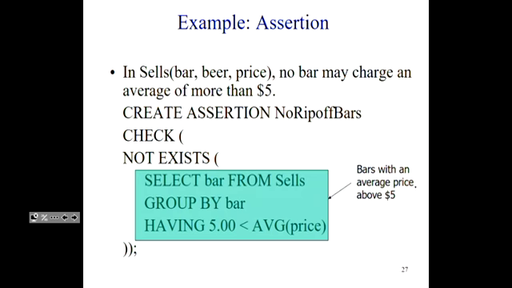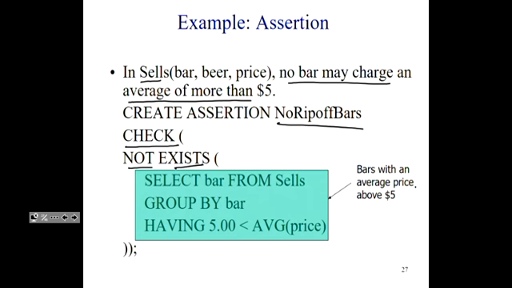So here's an example. Let's say I want to ensure in the Sells relation that no bar may charge an average of more than $5. The way to do this is to create an assertion which is called something, let's say no rip-off bars, and a check condition. Within the check condition I have NOT EXISTS, so saying that there does not exist anything within this subquery. The subquery is SELECT bar FROM Sells GROUP BY bar HAVING AVG(price) > 5.